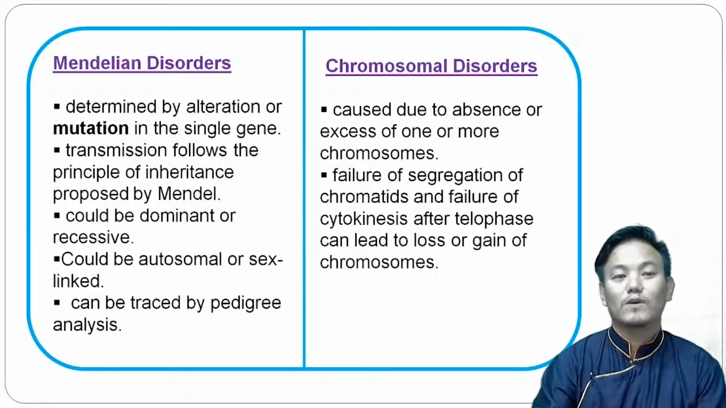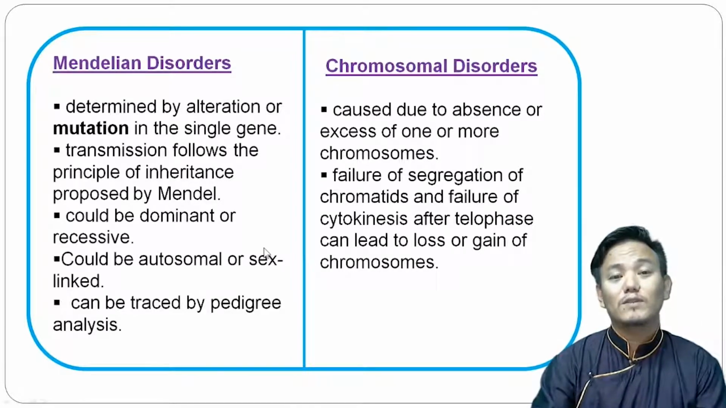So the first one is Mendelian disorders. Mendelian disorders are determined by alterations or mutations in a single gene. If there's a mutation in a single gene, this will lead to Mendelian disorders. This is called Mendelian disorders because the transmission or inheritance pattern follows the principle of inheritance which was proposed by Gregor Mendel. Therefore it is called Mendelian disorders.